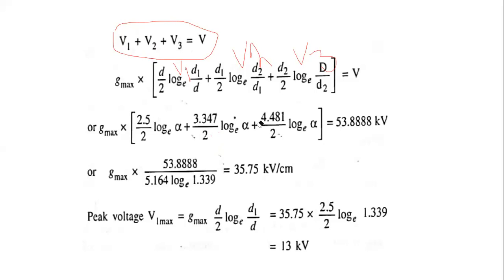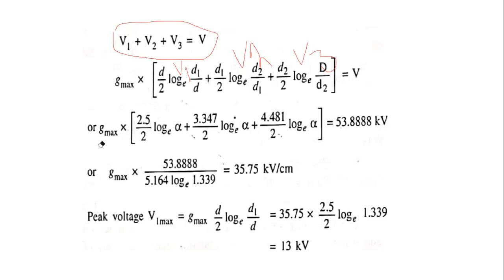D1 by 2 log E, alpha value is 1.33 plus D2 value that is already calculated, that is alpha into D1, that is 4.481 by 2 log E D by D2. D is the overall diameter. Then we obtain the value, that is 35.75. Therefore V is equal to 53.